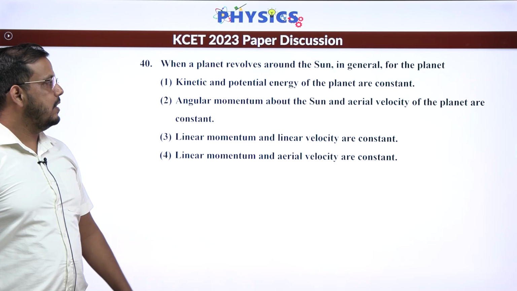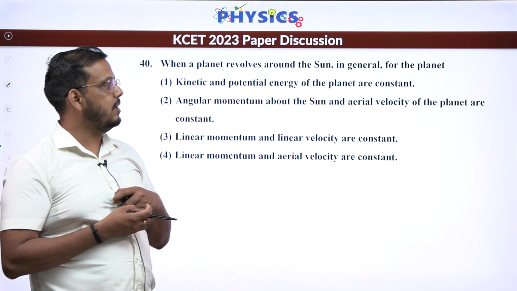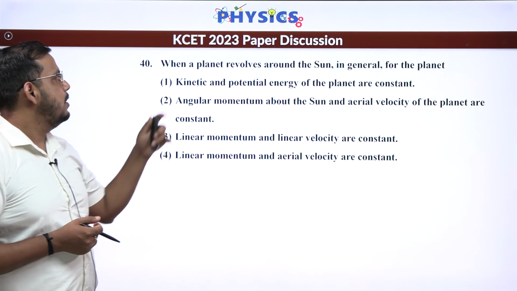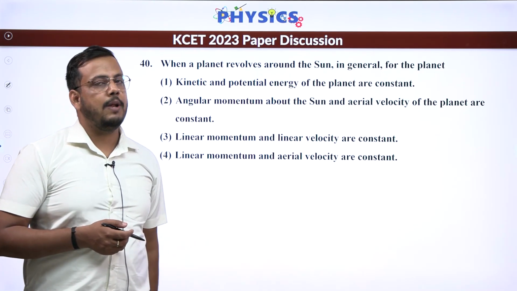When a planet revolves around the sun, in general for the planet... So they are asking about Kepler's laws. This question is from Kepler's planetary motion. So the first option is what? Kinetic energy and potential energy of the planets are constant.